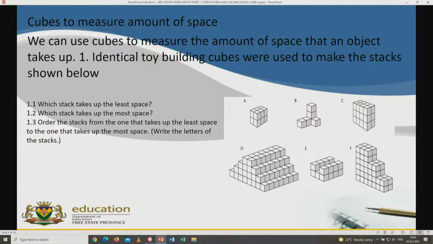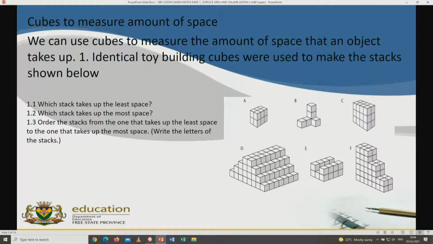Now look at the stack numbered C, and the one numbered D. Then we have E and then F. 6 stacks that are built from the cubes. Then 1.1 is asking, which stack takes up the least space? Now, the least, it will be what? The lesser or the small space that is occupied by that particular stack.